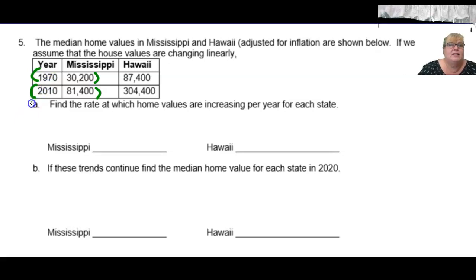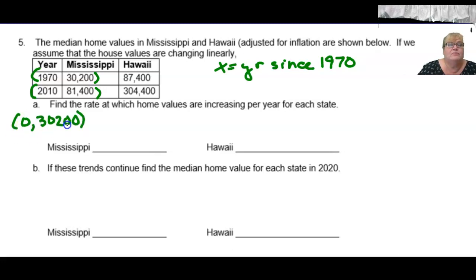You know what? That would be really sweet if we use years since 1970. I'm going to show you a trick. If we use years since 1970 for X, then this ordered pair for Mississippi becomes 0. Anybody recognize that? Over 0 and up this is your y-intercept. When we have to find a line in a minute, that's your y-intercept. Now we have to be a little bit careful. 2010 minus 1970 is 40 years, so this would be term 40 is 81,400.